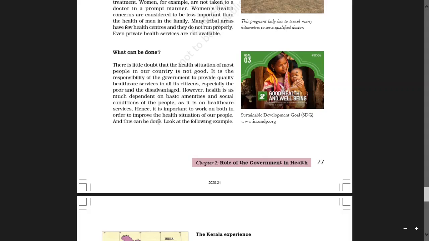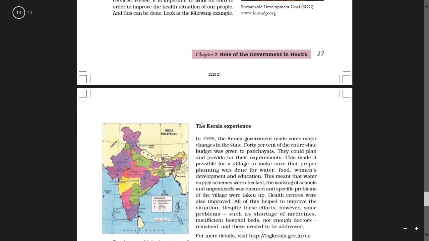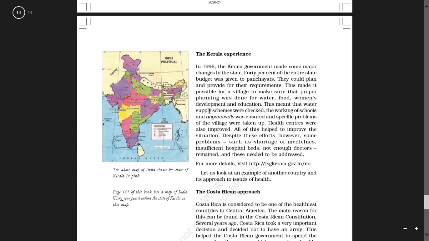And this can be done, this can be fulfilled. Look at the following example. My example is the Kerala experience. Let us see the state of Kerala. In 1996, the government of Kerala made some major changes in their entire state.